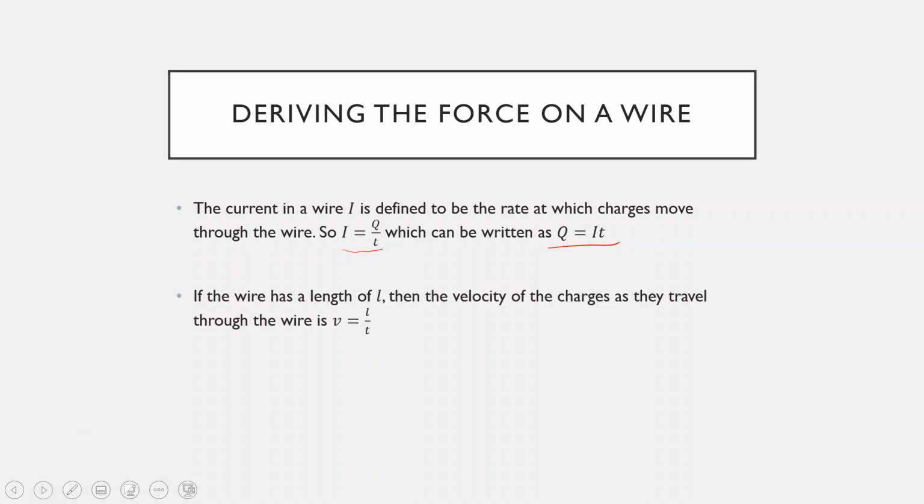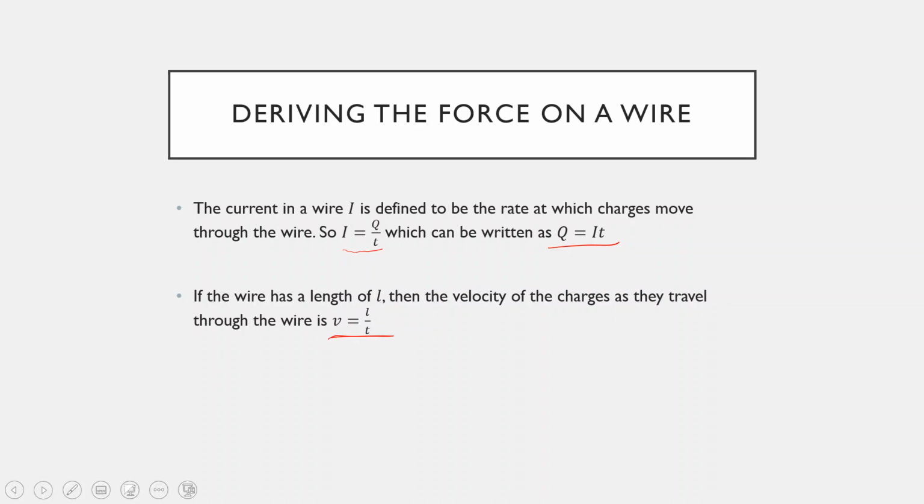Okay, at the same time, if you've got charges moving through a wire and the wire has a length of L, then if the time it takes for them to move that distance L is T, then we can write the velocity of these charges as length divided by T, distance over time. That's just your speed equals distance over time formula. So we can write the velocity of these charges moving through the wire as L over T, where L is the length of the wire, T is the time it takes for them to travel that length. Okay, so we've got this expression up here for Q, we've got this expression here for V. You might be able to see where this is going.